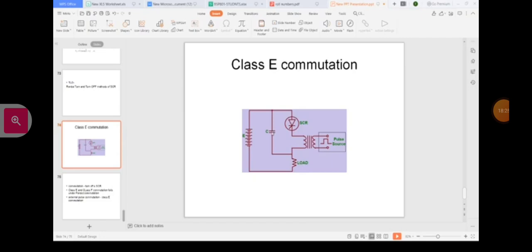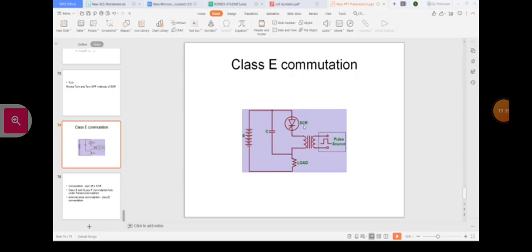Capacitor C, an SCR, or you can call it a thyristor, and a transformer, which is the source of the pulse signal that is applied. Because of this arrangement, what will happen? The pulse transformer is used to apply the commutating pulse.